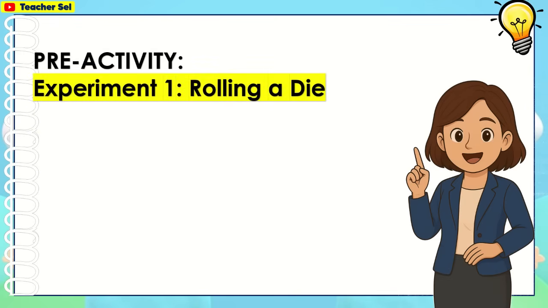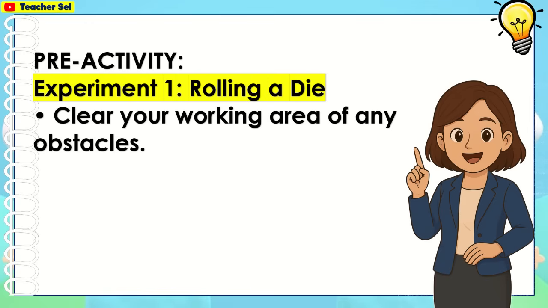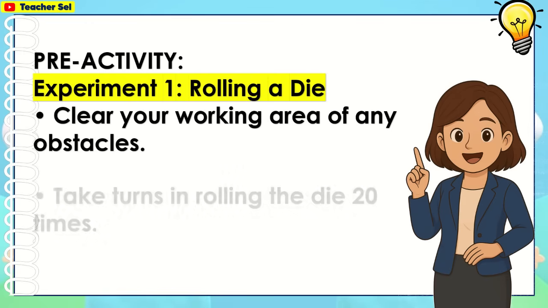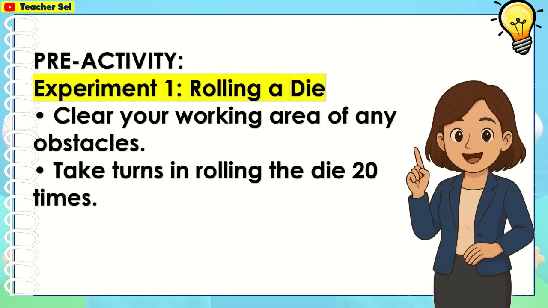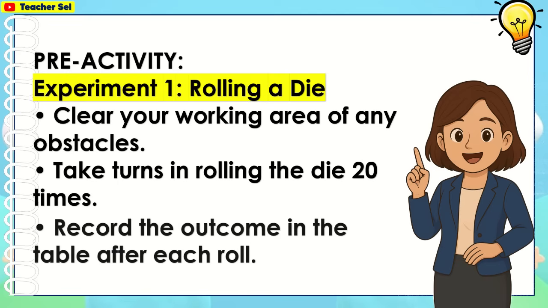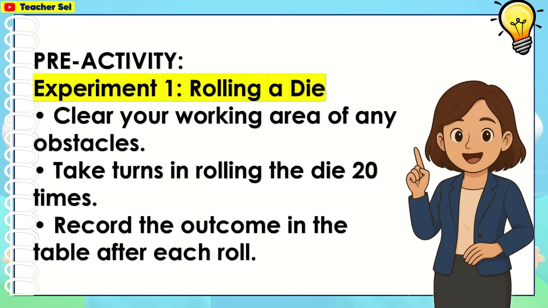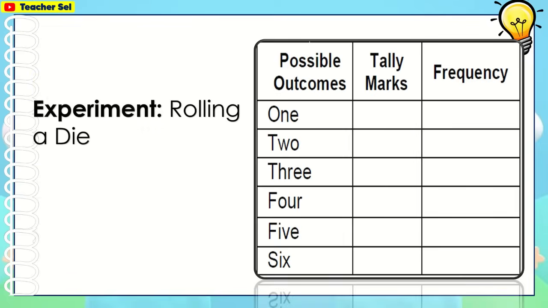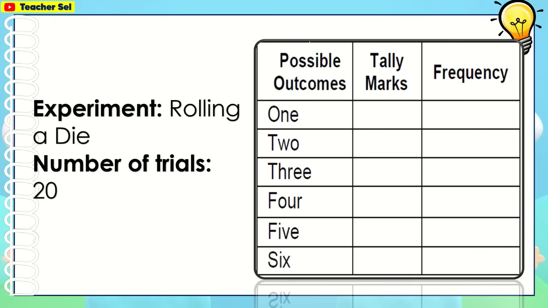Pre-activity, Experiment 1, Rolling a Die. Clear your working area of any obstacles. Take turns in rolling the die 20 times. Record the outcome in the table after each roll. Experiment, rolling a die. Number of trials, 20. Table.